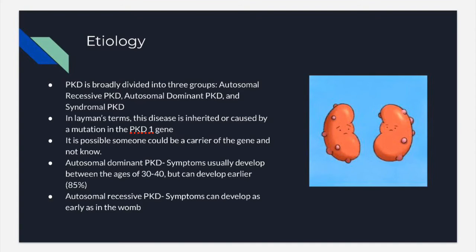Autosomal dominant PKD symptoms usually develop between the ages of 30 and 40, but they can develop earlier, and 85% of people with this disease will be classified in the autosomal dominant category. Autosomal recessive PKD symptoms can develop as early as in the womb, so this one is way more common in children, but more rare for sure.